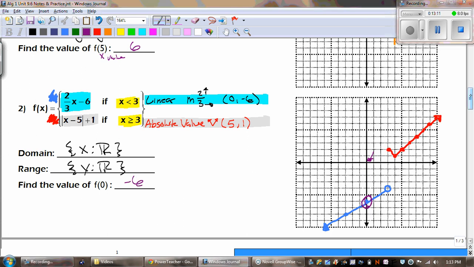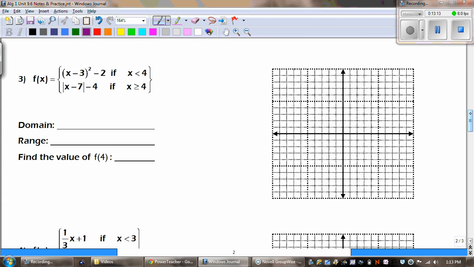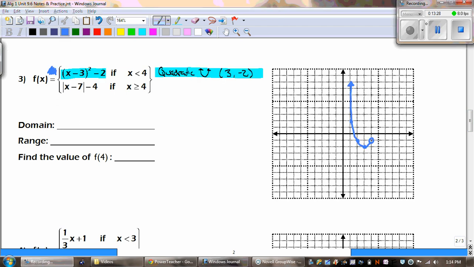All right, let's flip it over. Number 3. See if you can graph number 3 all on your own. Go ahead and pause the video, and good luck. Okay, that's what you should have gotten for the quadratic. And the reason why I stopped at the 4 right there is because that's what the limit told me. It said I want less than 4. So I want everything to the left on that graph.